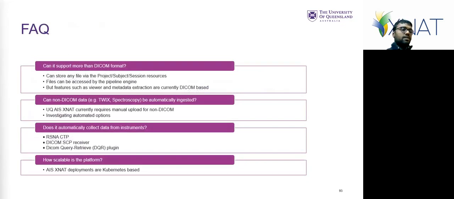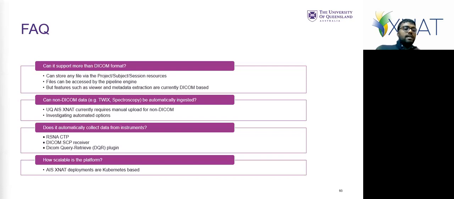We received a bunch of questions, so I might just cover some of these. The first question was, can XNAT support more than DICOM? XNAT can support any file via the project, subject and session resources. It's just that by default, it has to be uploaded manually via the manage files interface or the resource uploaders. Any of these files can be accessed by the pipeline engine, so there are no limitations there. But features like the viewer and the built-in automated metadata extraction don't work for it. That's the only catch. Those need either plugins or external clients.